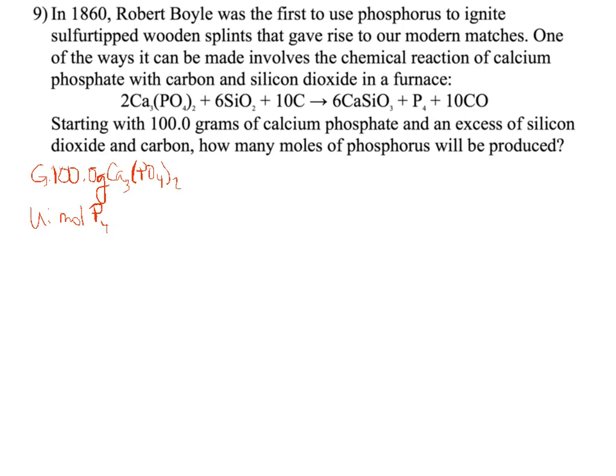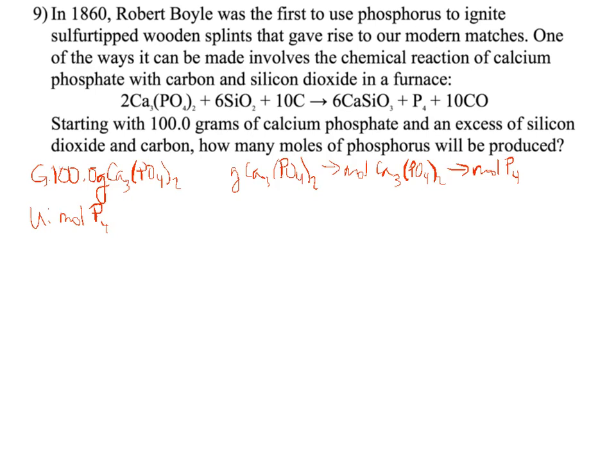So we need to go from grams of calcium phosphate into moles of calcium phosphate, and then into moles of phosphorus. So there's our mole map. Remember, we have to go into moles first. We can't go straight to moles of a second substance. So that means this is a 2-step.